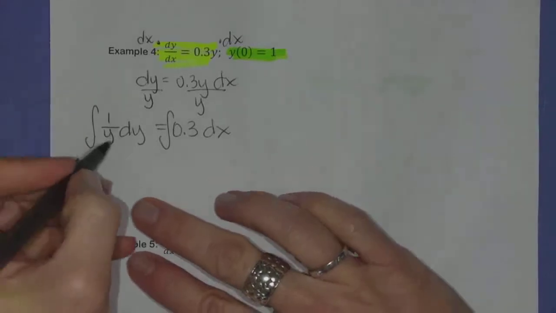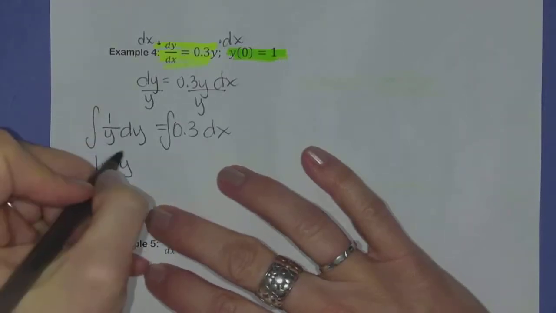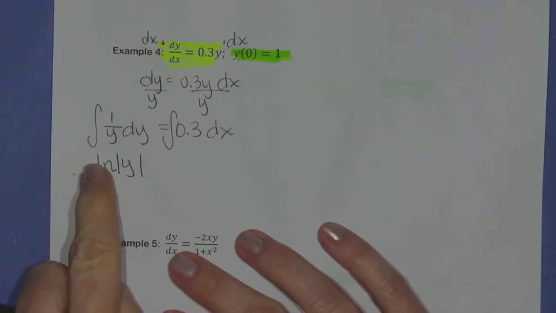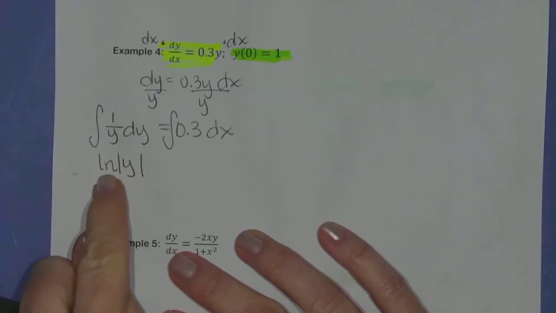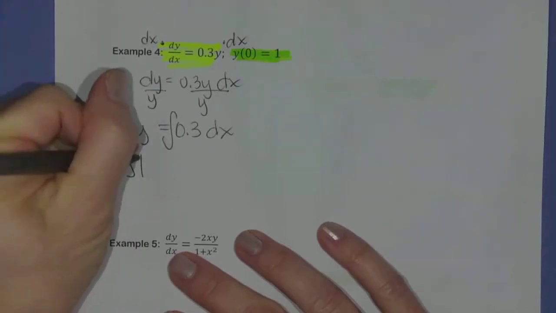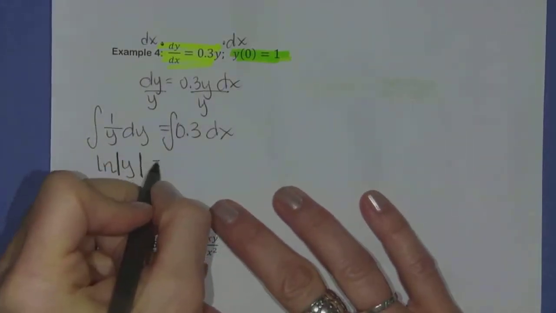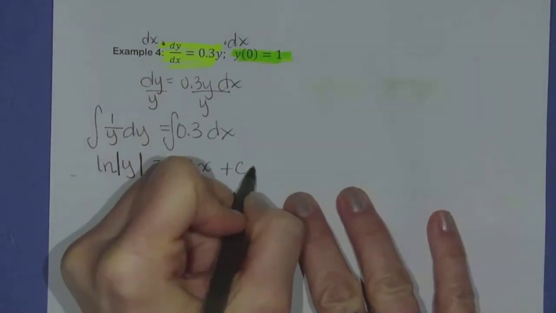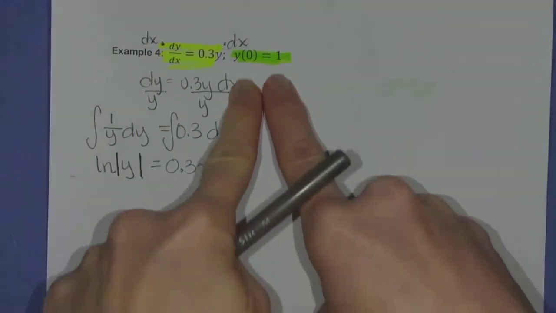Now, when I do this, there is something I have to do technically. When I put the ln of y, I have to put absolute value bars around the y to indicate that you can only take the natural log of positive numbers. No matter what exponent you raise e to, you're always going to get a positive y. So this ensures that we know that. So the ln of the absolute value of y equals 0.3x plus c.